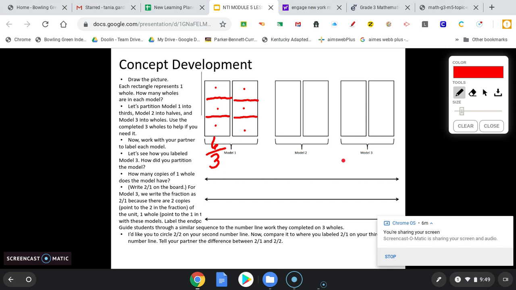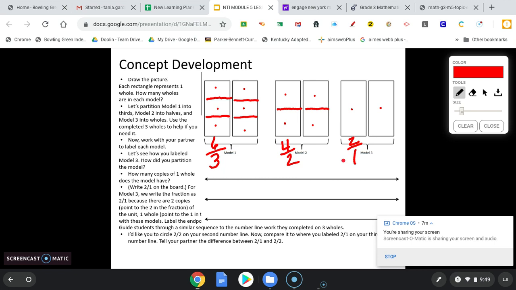Now let's partition model 2 into halves. Okay, so each one has 2 equal parts. This is 1 half, 2 halves, 3 halves, 4 halves. So we would write the fraction as 4 halves. And then model 3, we're going to partition into wholes. So we have 1 whole, 1 whole. So 1 part, 1 part. So we would write that as 2 over 1.